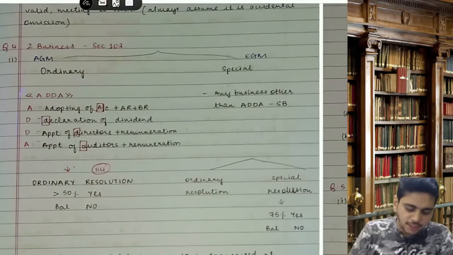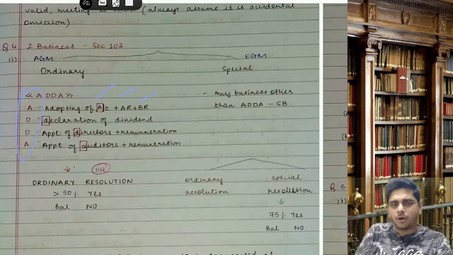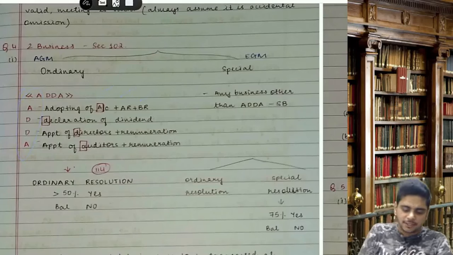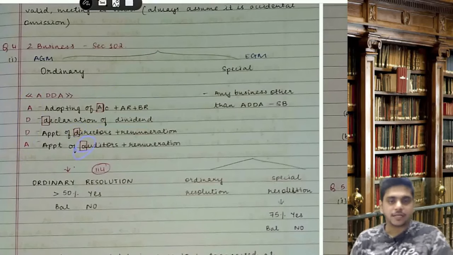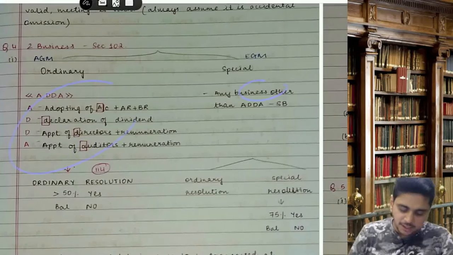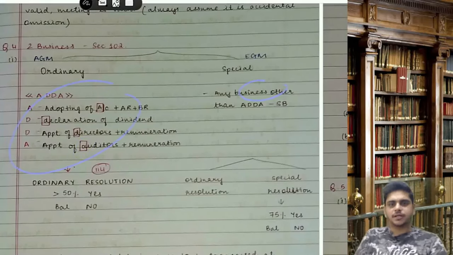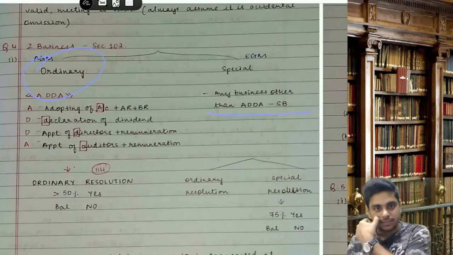Sir, ordinary business is ADDA. A, adoption of accounts, audit report, board report. D, declaration of dividend. One more D, appointment of directors and fixing their remuneration. A, appointment of auditors and fixing their remuneration. Sir, special business: any business other than ADDA. That means any business other than ordinary business will give you special business.